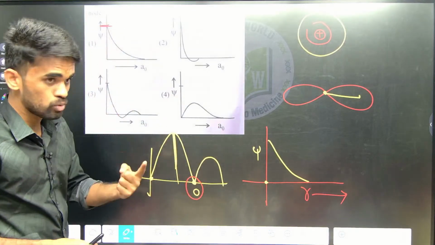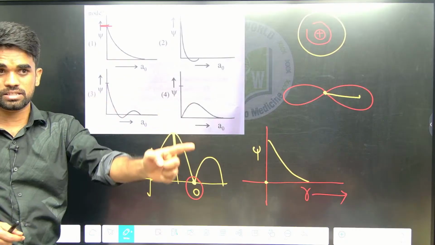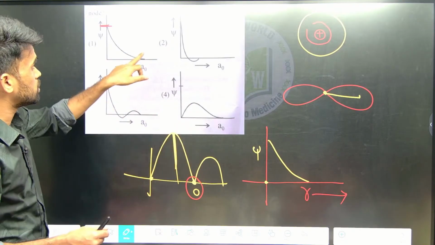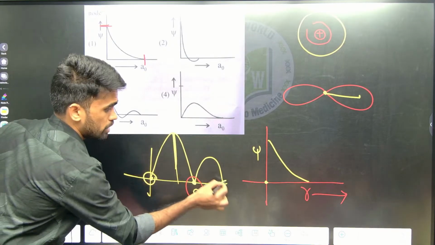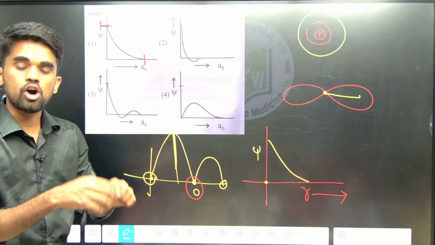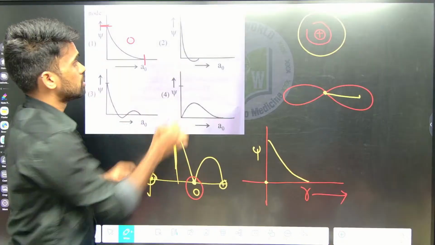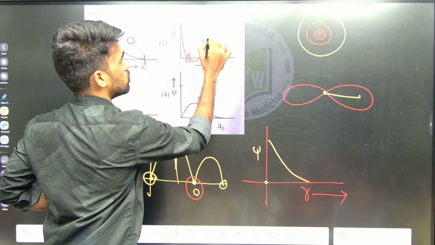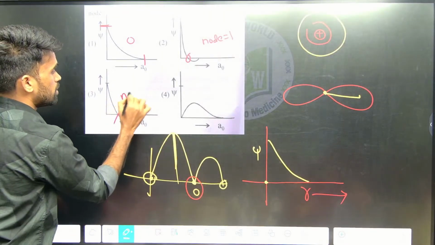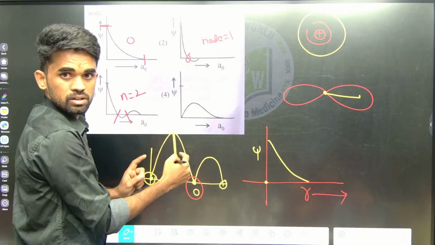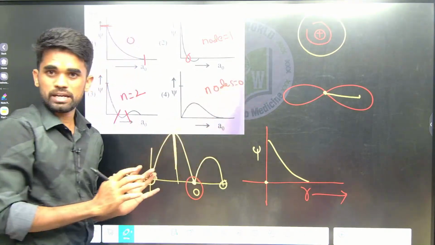Next, one more thing: how many times is it touching the nodal place, I mean the x-axis? When you are counting, the starting point and ending point don't count. In the middle, how many times is it touching? For this one, 0 times. For this one, 1, so number of nodes equals 1. For this one, 1, 2, so number of nodes equals 2. For this one, number of nodes equals 0. Up to here it is clear.